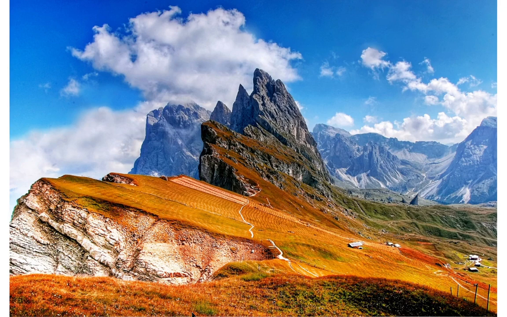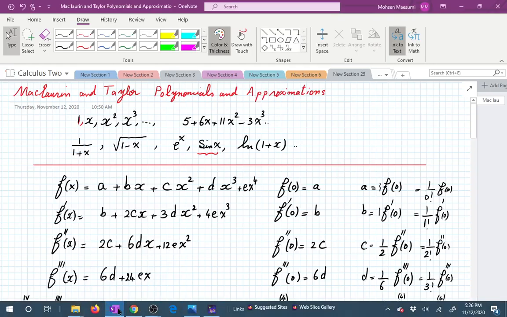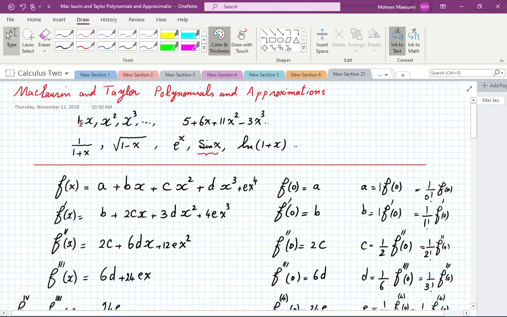We are going to continue our conversation about Taylor polynomials and approximations and Maclaurin polynomials and approximations. So you remember last time we talked about the fact that in high school you go through algebra and you learn about the powers, and the polynomials are made out of these powers, and then you come across some other functions: rational, radical, exponential, trig, logarithmic, and so on, and you wonder if they can be written to look like a polynomial.